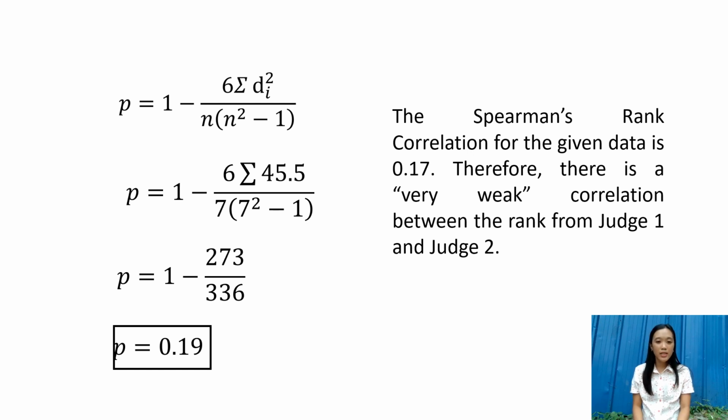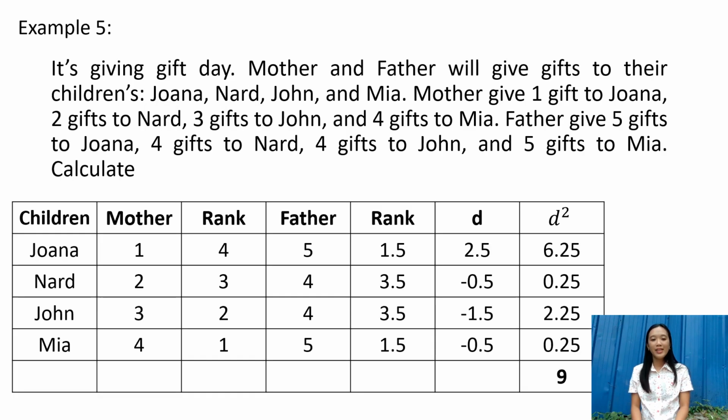Then 6 times 45.5 is 273. 7 times 7 squared minus 1 is 336. So 1 minus 273 over 336 is equivalent to 0.19. Therefore, there is a very weak correlation between the rank from Judge 1 and Judge 2. Let's proceed to the last example.